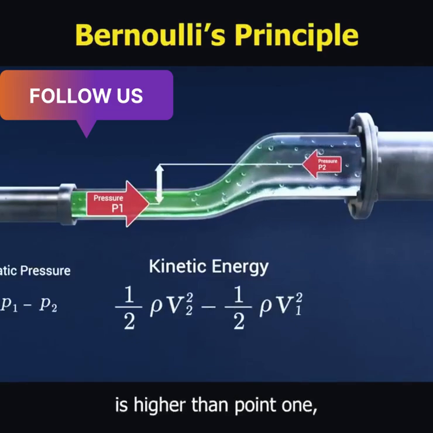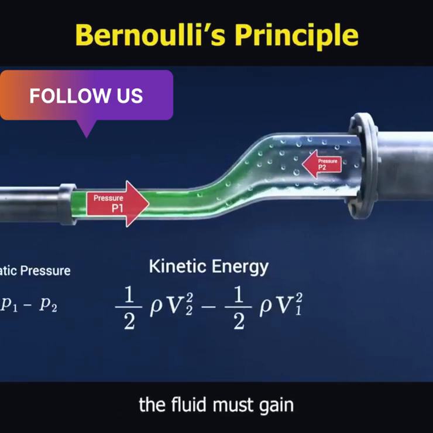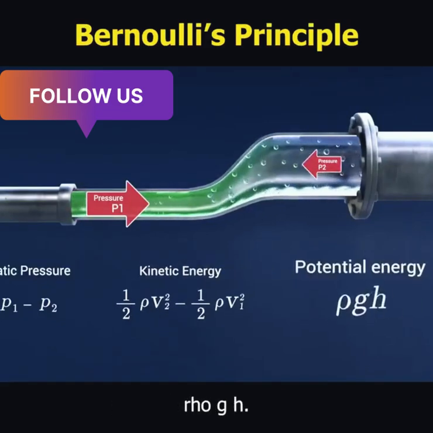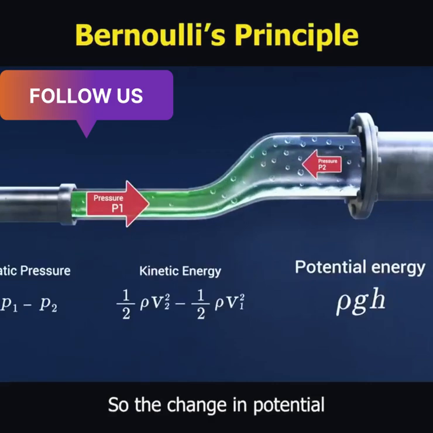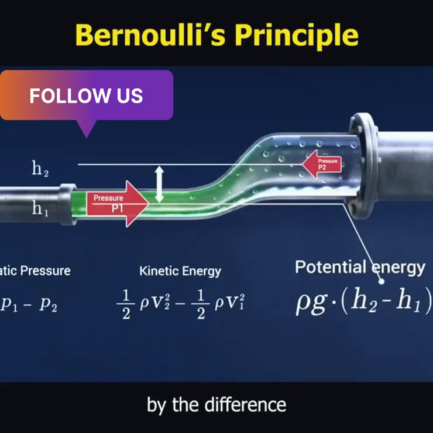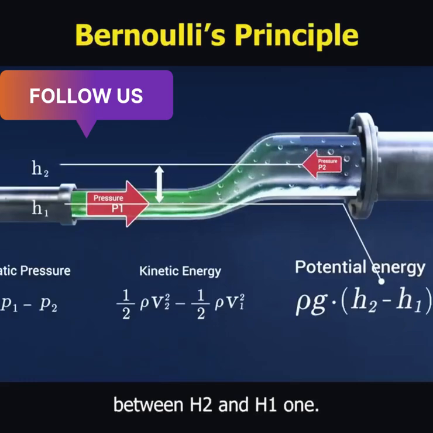Because point 2 is higher than point 1, the fluid must gain gravitational potential energy. Potential energy per unit volume is shown by the following equation: rho g h. So the change in potential energy is shown here: rho g multiplied by the difference between h2 and h1.